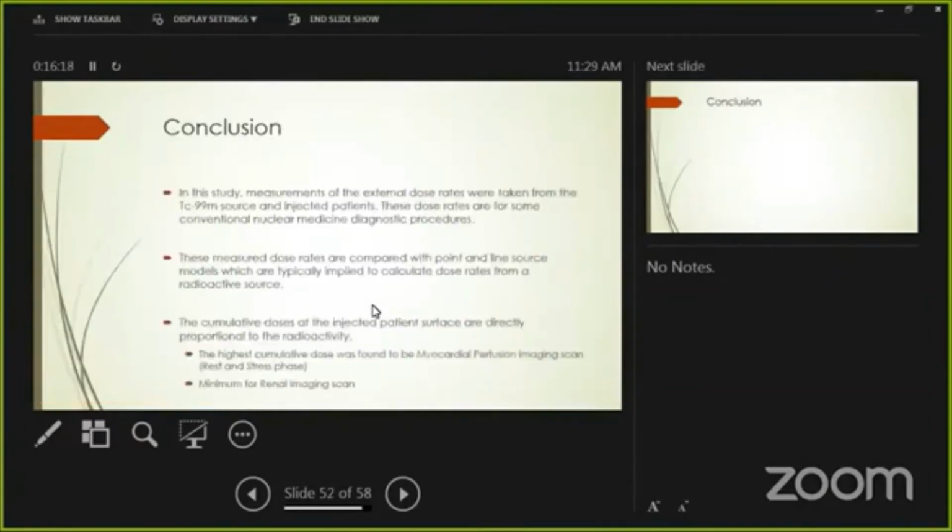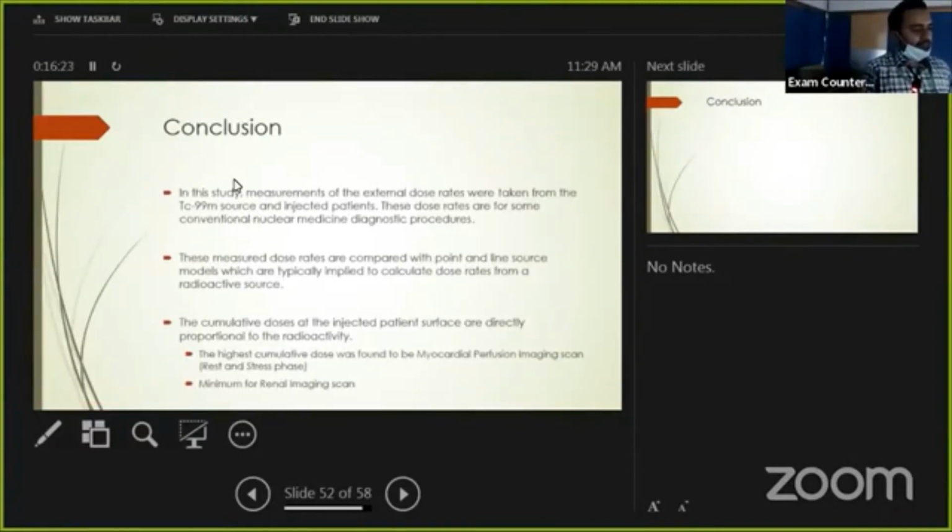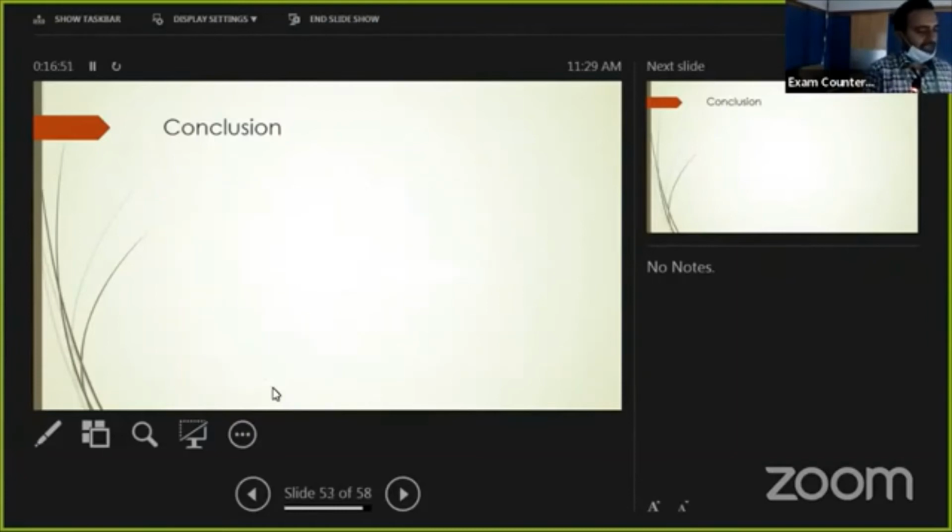So what we can conclude is that the technetium-99m source has been injected into the patient, and the patient becomes a radioactive source. This radioactive source obviously gives dose rates outside it, and it will be received by the companions, by all the staff which will be interacting with the patient. Now, the highest doses were found for the MPS test, and the lowest doses were found for the renal imaging scan.